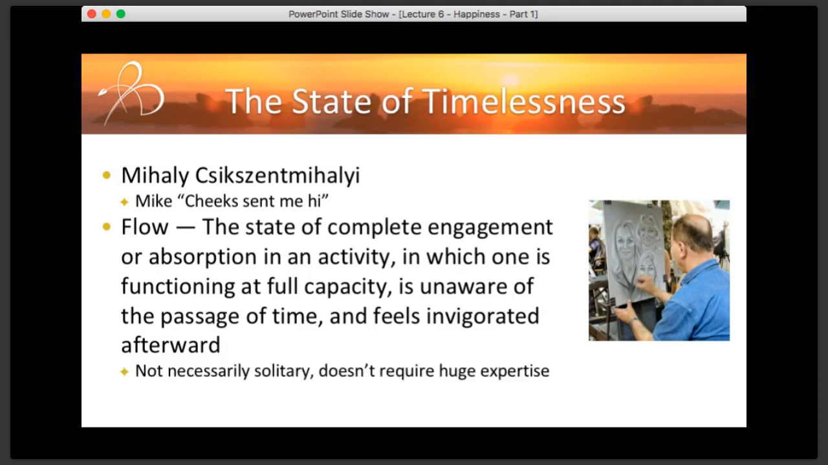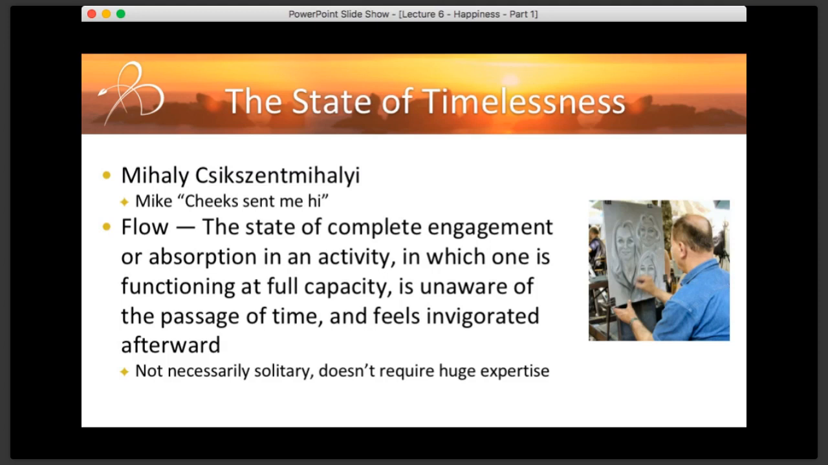Now, there are some assumptions about flow that people tend to have that are not true. It doesn't have to be a solitary activity. For example, many people experience flow with dinner party conversation. That's a group flow activity. Now, if you're sitting at the table self-conscious, then that's not a flow activity for you. But for those who feel comfortable and relaxed and engaged and absorbed, and you're unaware of the passage of time for long stretches of time, and you feel invigorated afterwards, that's a flow activity for you, even though it requires other people to do it.